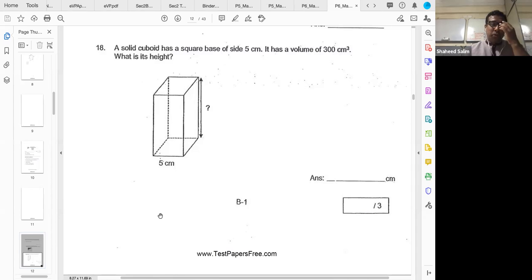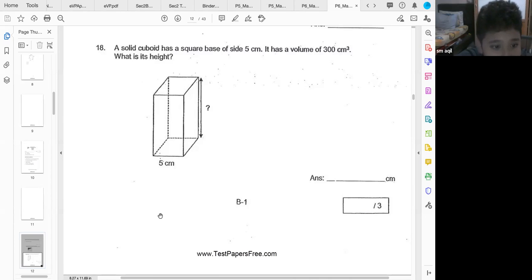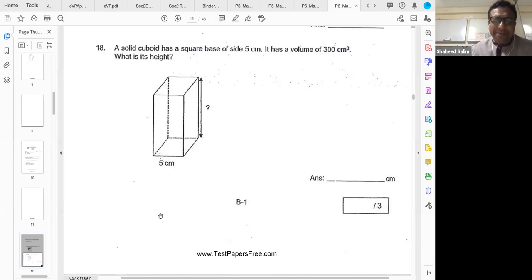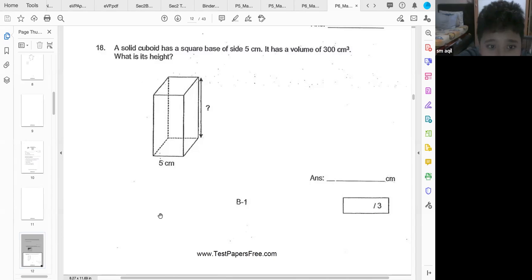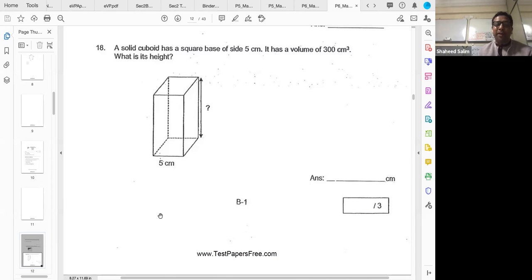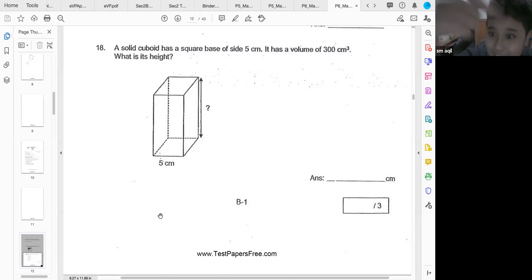Tuesday's class, we do primary 5 topics. Your primary 6 is testing primary 5, you know. Oh, he talks like P6. He's confident. You are also confident. Very confident.